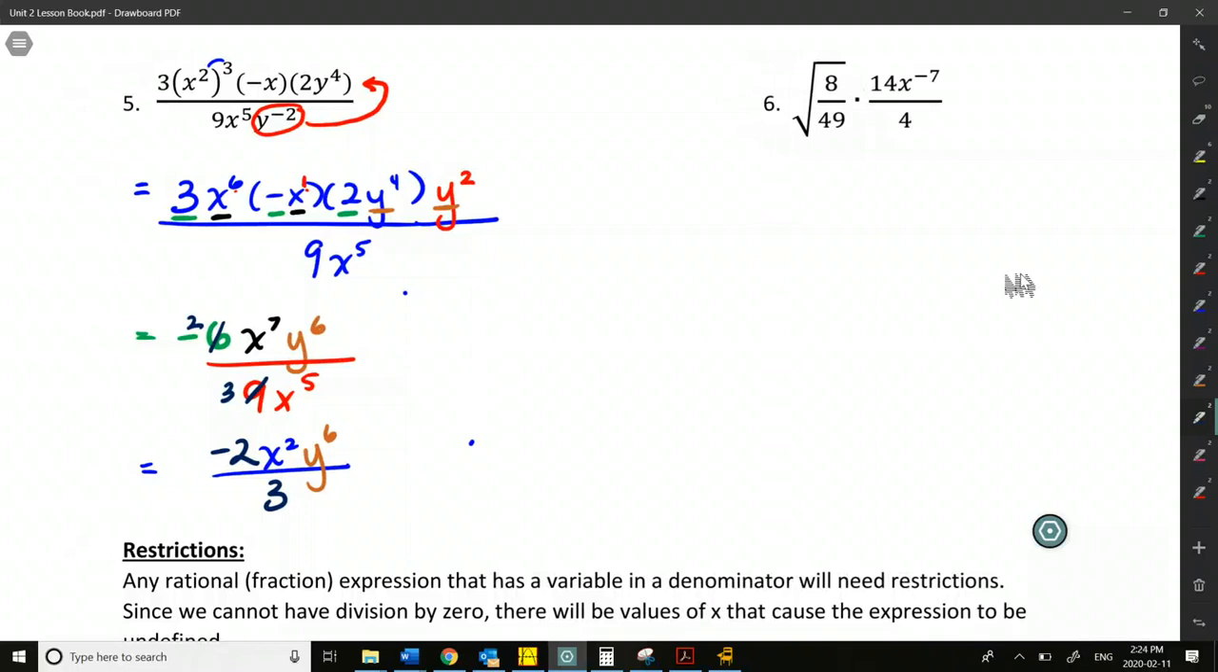Okay, are we fully reduced here? Are all coefficients gathered? Are all x's gathered? Are all y's gathered? Yes, so we're done.